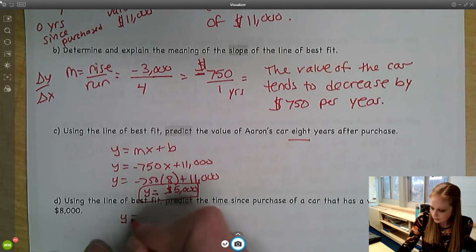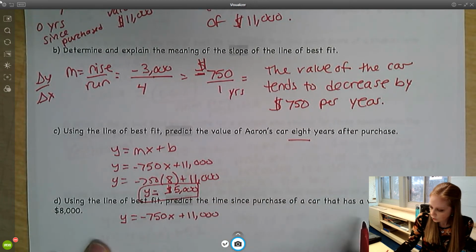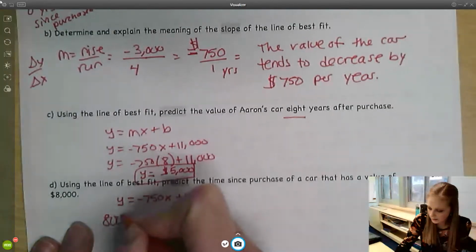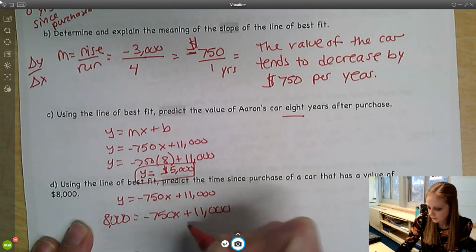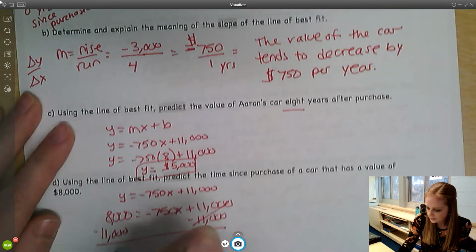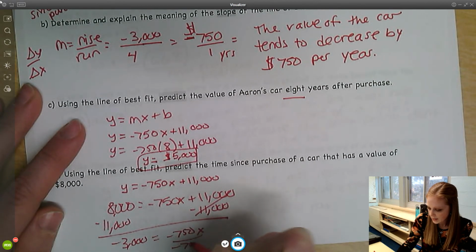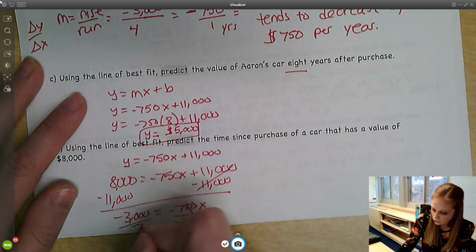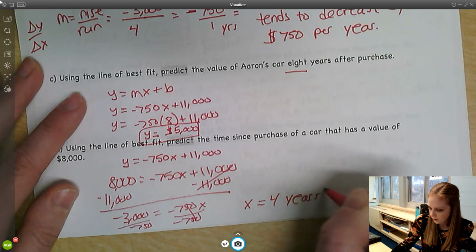And then lastly, rewrite your equation again. A car that has a value of $8,000, car value is y, the y-axis. So we're going to plug in 8,000 for y and solve for x. Minus 11,000 on both sides. We're going to get negative 3,000 equals negative 750x. Divide by negative 750 on both sides. And you'll get that x equals 4 years.